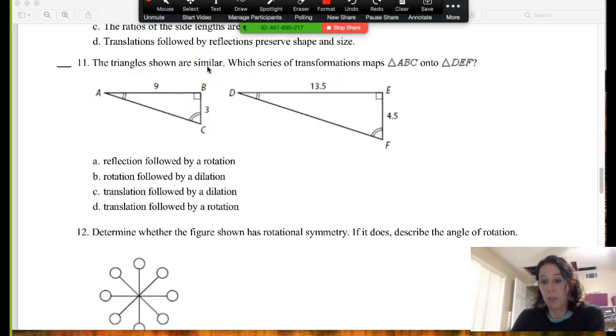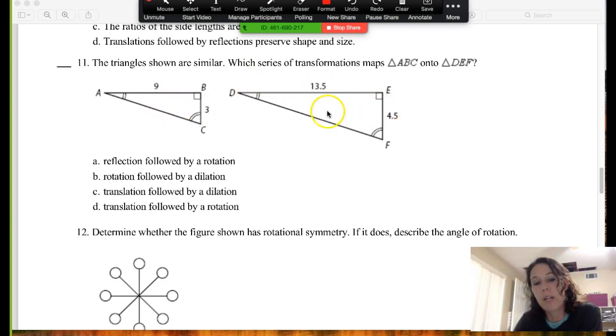Okay, these two triangles are similar. They told us they're similar, so we don't have to check the ratios of the sides. Which series of transformations maps ABC onto DEF? So I need to get from here to here. Now I can see to get from here to here, I would have to move it over. So I'd have to do a translation to the right.